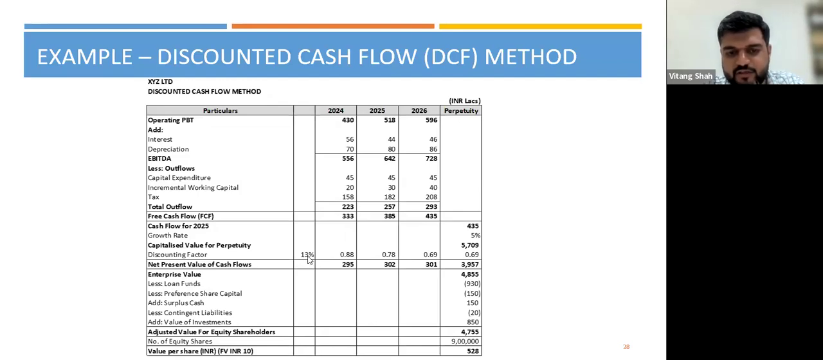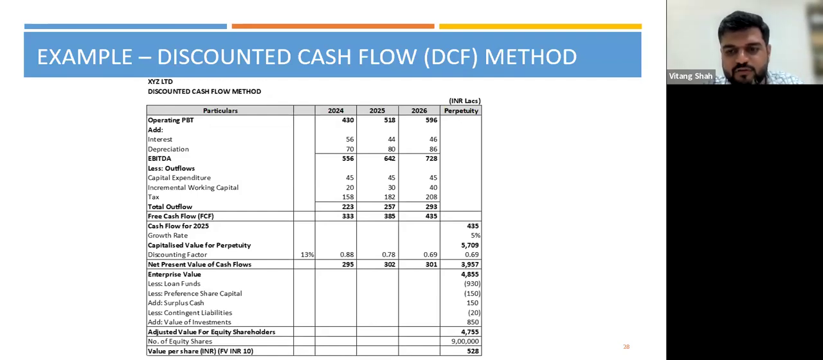So the discounting factor over year of 13%, your WACC minus the terminal growth rate of 5%, which is 13 minus 5, gives you 8%. So 435 lakhs, you divide it by 8%, will give you 5709 crores. So this is the value of the company at the end of your explicit period. So that's how you arrive at the capitalized value.